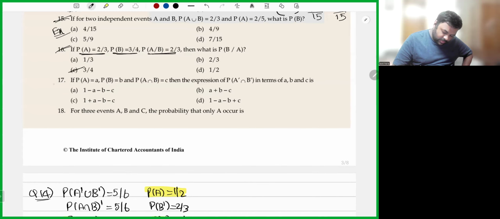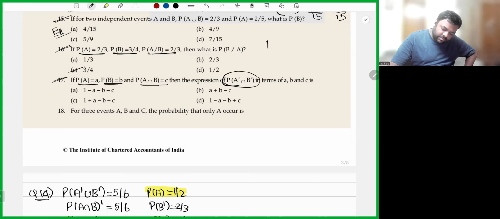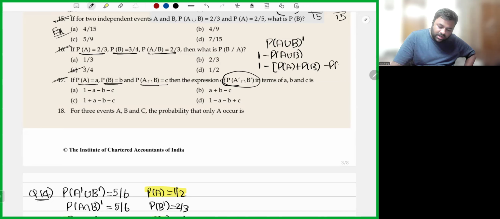Next. P of A is A, P of B is B, P of A intersection B is C. So he's asking what is P of A complement intersection B complement. What is A complement intersection B complement, my dear friends? It is simply P of A union B whole complement. That is 1 minus P of A union B. So 1 minus P of A plus P of B minus P of A intersection B.